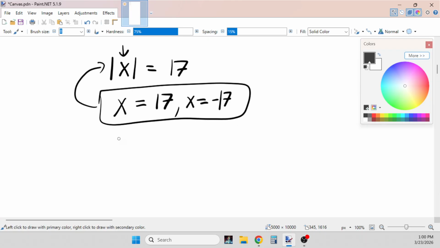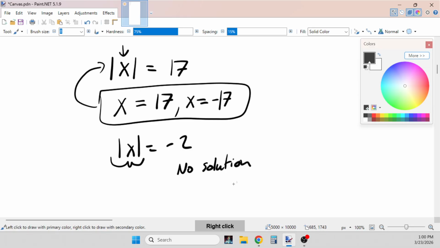On the other hand, if I have the absolute value of x equals a negative number, absolute values are never negative. There is no solution to this. There is no number that makes that a true statement. Though you can make an absolute value equal to 0. That means that the solution will be whatever makes the inside of the absolute value equal 0.